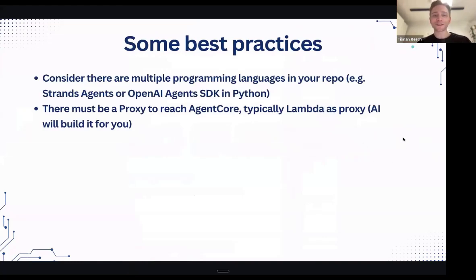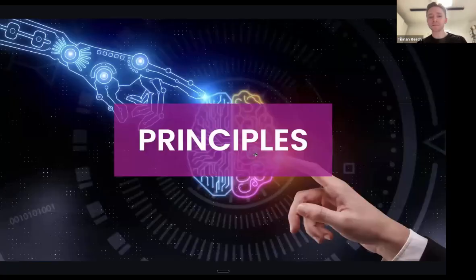So first of all, consider there are multiple programming languages. In some cases, you may have different programming languages in your repo. For example, when you use an application built with Node.js, Java, and agents are built with OpenAI or a Strands Agents framework. In this case, you have different programming languages, but this is okay. I'm using, for some of my projects, a mono repository approach, which is totally fine. You just want to manage it well. If you use Agent Core, there must be a proxy, typically a Lambda, connecting your application with the agents.